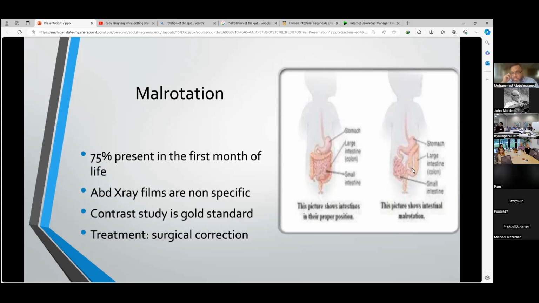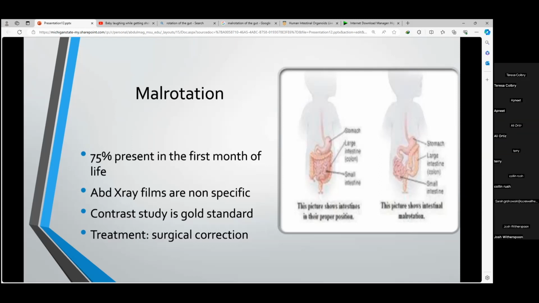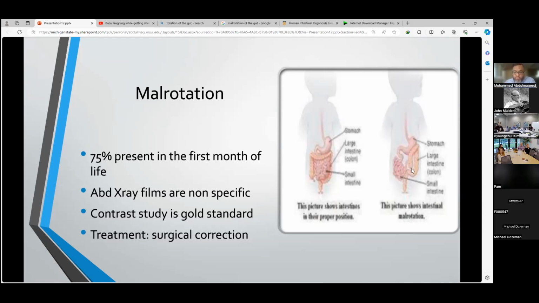Usually they present in the first few days of life, most of the babies with bilious emesis. Bilious emesis is one of the symptoms in our NICU world that we don't ignore at all. Even if it happened once, we have to check the baby, we have to do imaging, we have to make sure that the baby doesn't have any intestinal obstruction, mainly malrotation. Abdominal X-ray films are non-specific because you just see an air gas pattern, but it doesn't tell you where the small intestine is, where the large intestine is.